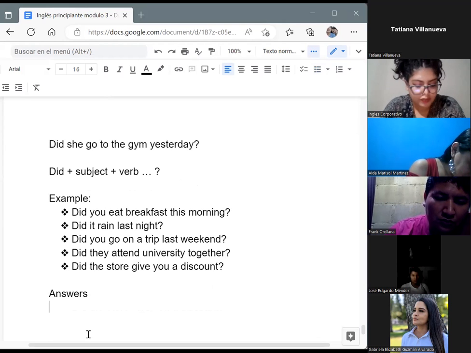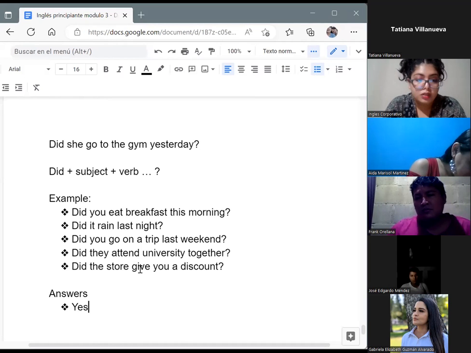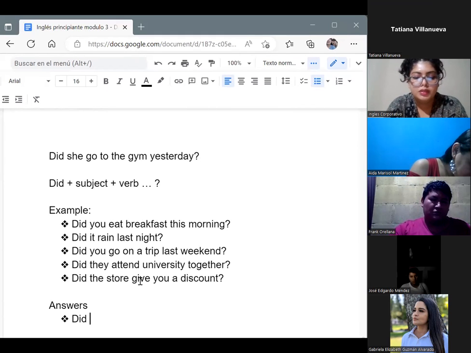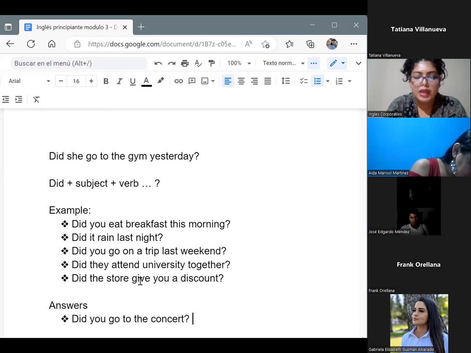And we have three different examples, and then we are going to see the negative ones. We have yes. So in this case, we have a question first. Did you go to the concert? And we have the answers. Yes, I went to the concert.